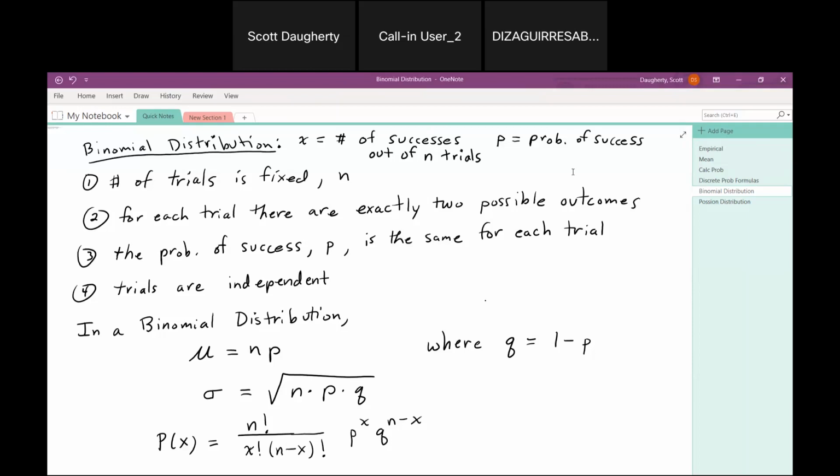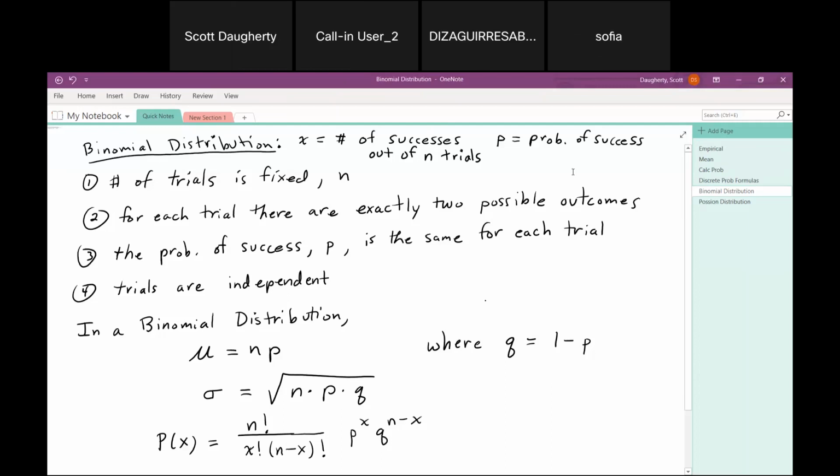We talked about in 5.1 a quick overview of discrete distributions. And now we're looking at some special types of discrete distributions. The first one we're going to look at is the binomial distribution. I started talking about this last time, but I'm just going to start over. This is 5.2, where we focus on this very specific kind of discrete distribution known as a binomial distribution.